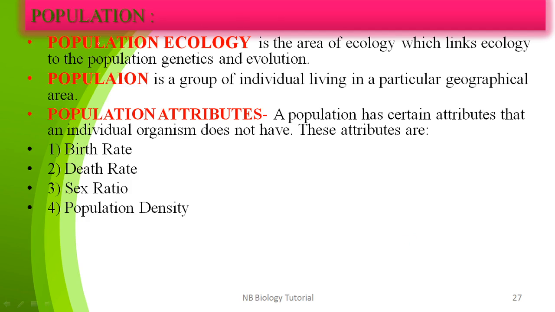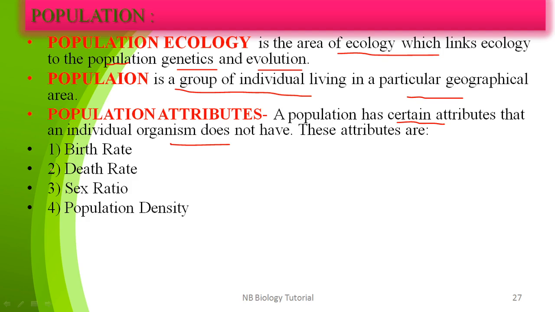Next one is population. First of all, we see population ecology. Population ecology is the area of ecology which links the ecology of the population with genetics and evolution. A population means a group of individuals living in a particular geographical area. Population attributes: a population has certain attributes that an individual organism does not have.